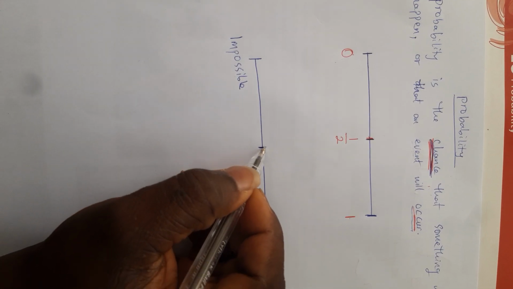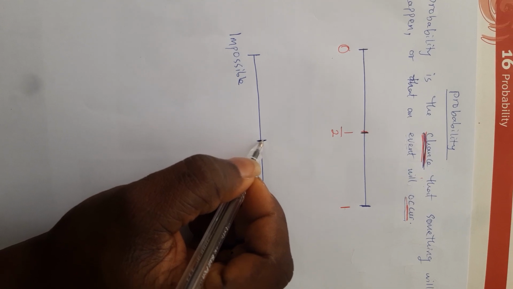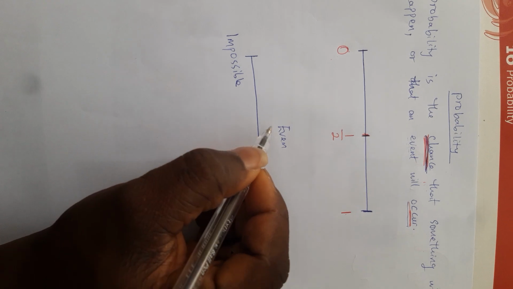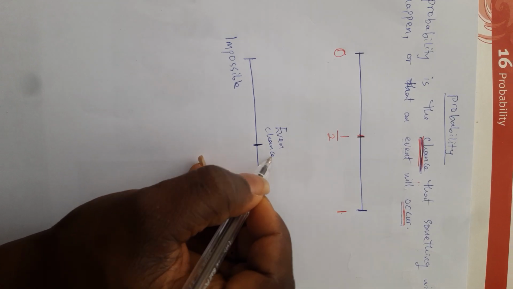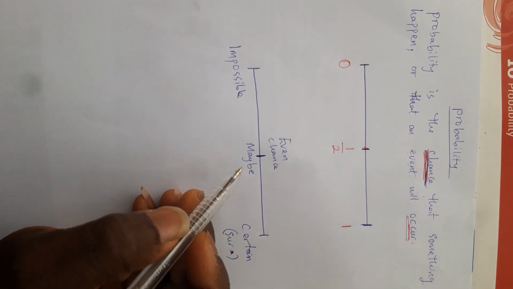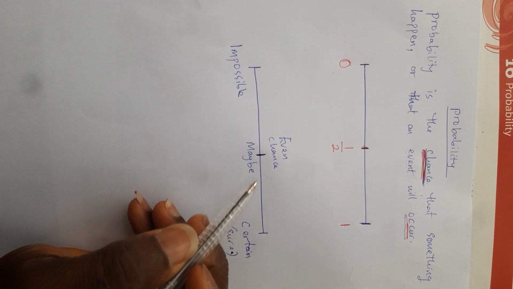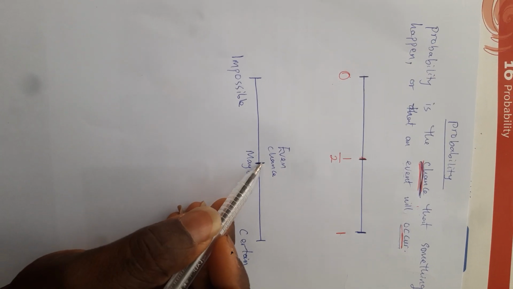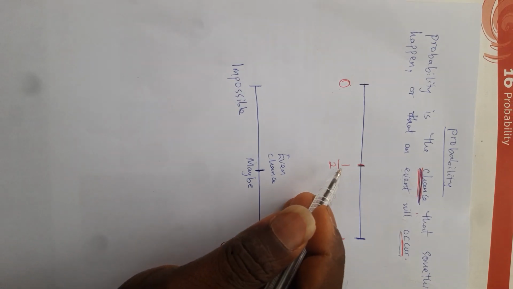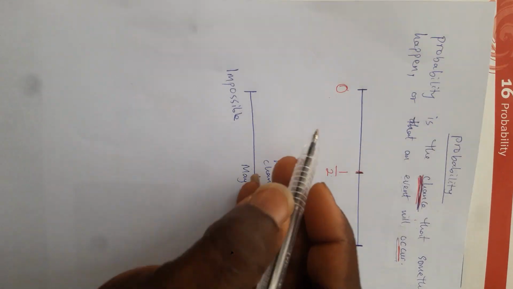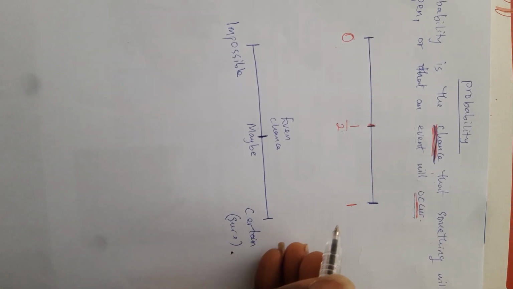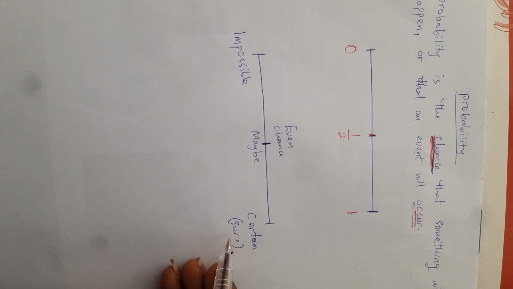Now a probability at the midpoint, halfway, what does it simply mean? It means even chance, or some will say maybe. When you are not too sure, maybe it's certain or maybe it's impossible, then you have it as what? Maybe. Now even chance or maybe simply means half. And impossible means it's 0. And 1 simply means it's very certain, it's very sure.